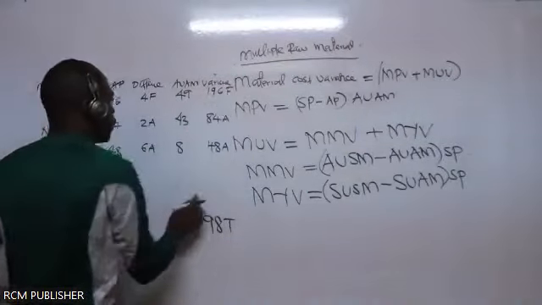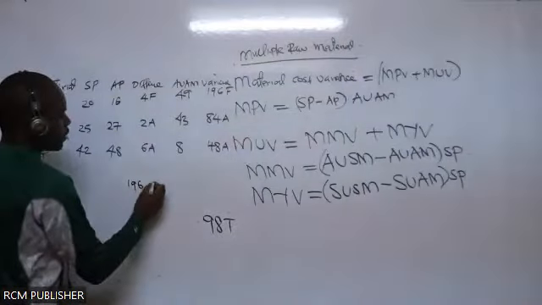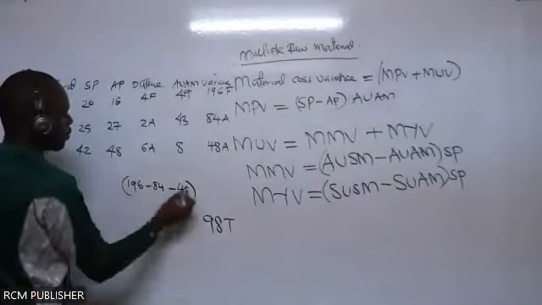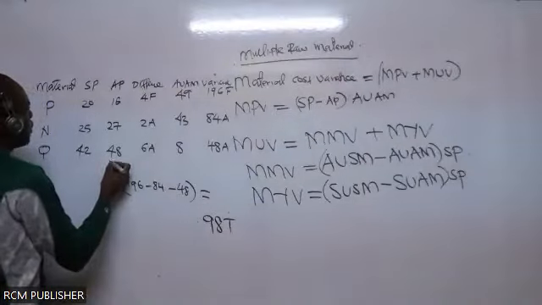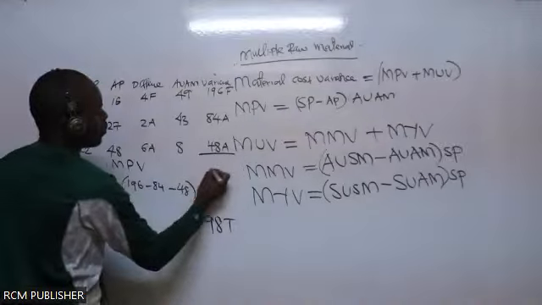Favorable. So here we know very well that favorable is positive. 196 minus 84 minus 48. That is what you are basically doing. So once you do that, material price variance is equivalent to the summation of these ones here.